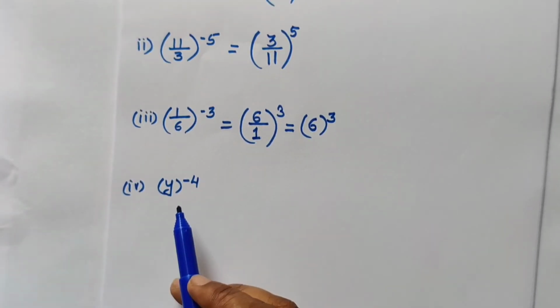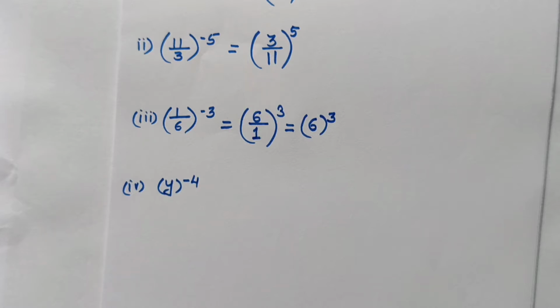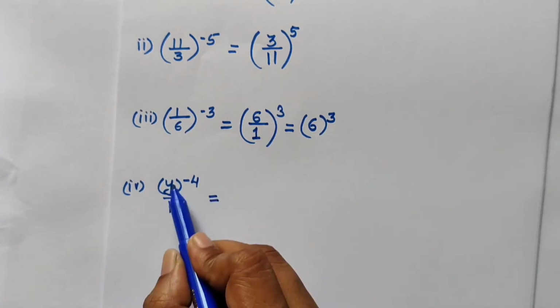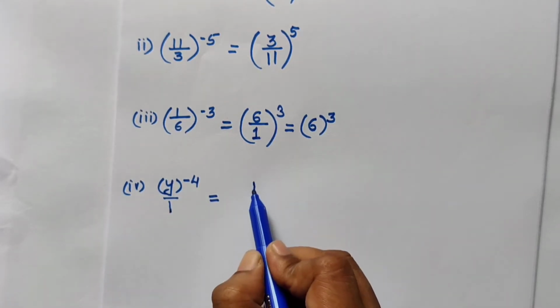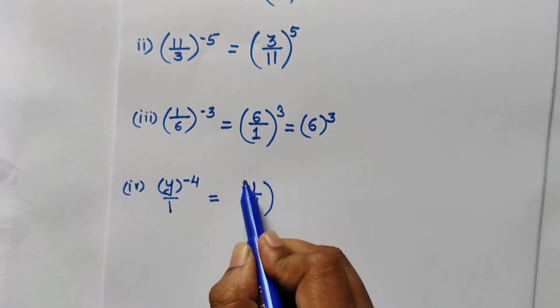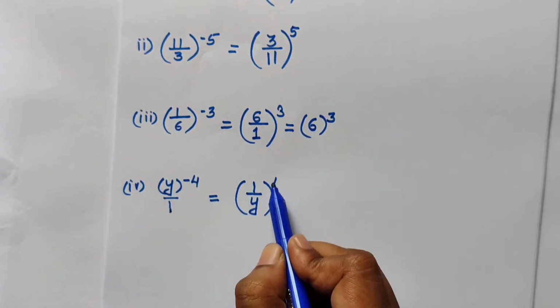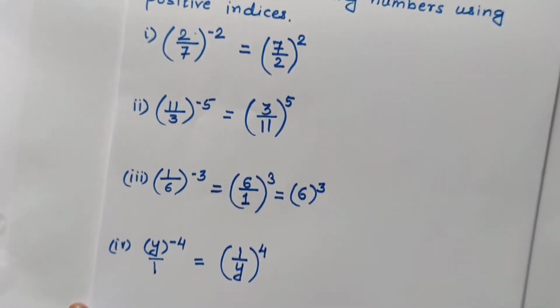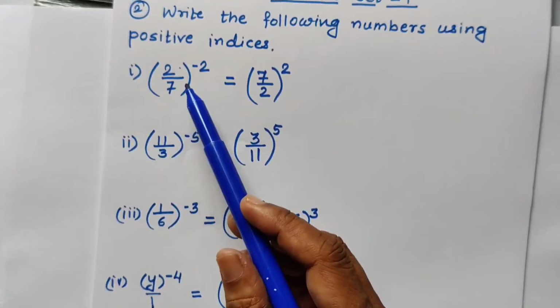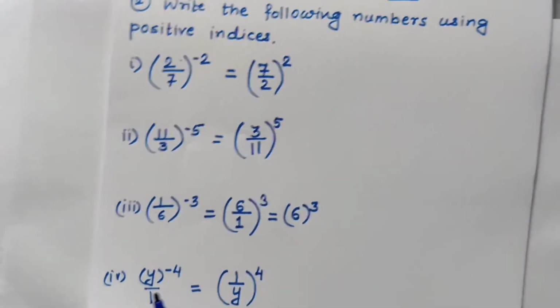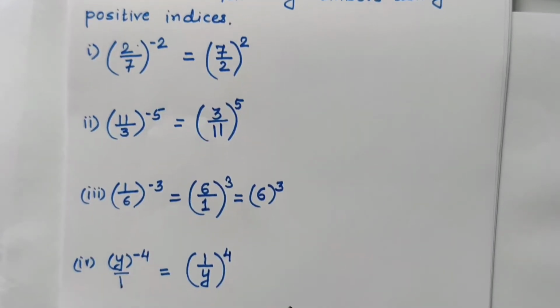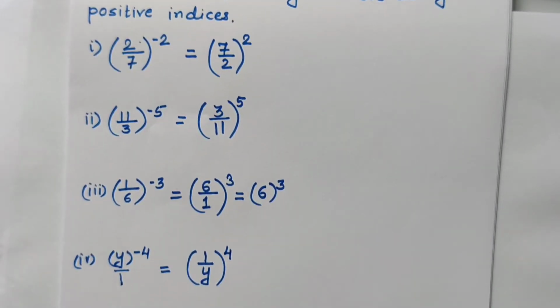Then next sum is y raised to minus 4. Only y means what is its multiplicative inverse? Only y means always 1 is there in the denominator. You all know that now. So y upon 1, its multiplicative inverse will become 1 upon y. And then give this positive sign to the index, it becomes plus 4. So in this way you can write the negative indices into positive form by writing the multiplicative inverse of base, and complete the practice set 29.